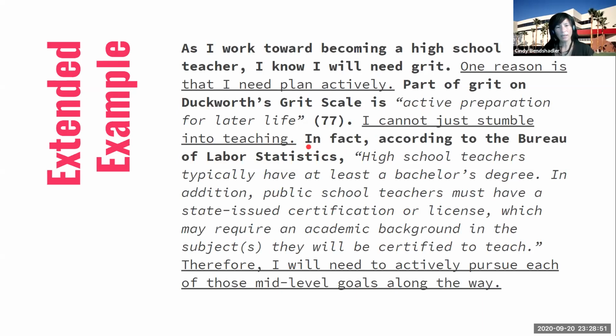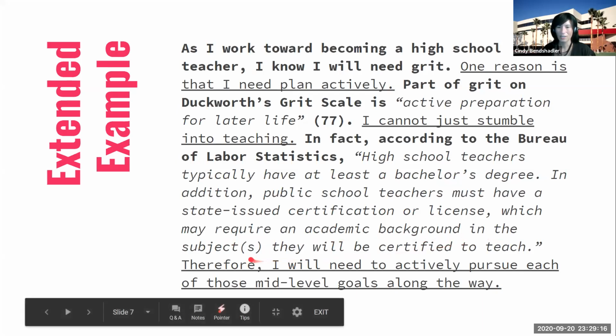Now I'm going to bring in a second piece of evidence from a different source. In fact, according to the Bureau of Labor Statistics, that's a really classic kind of introduction to a quote, right? Then I have the evidence itself. High school teachers typically have at least a bachelor's degree. In addition, public school teachers must have a state-issued certification or license, which may require an academic background in the subjects they will be certified to teach. And now I have commentary again. Therefore, I will need to actively pursue each of those mid-level goals along the way.